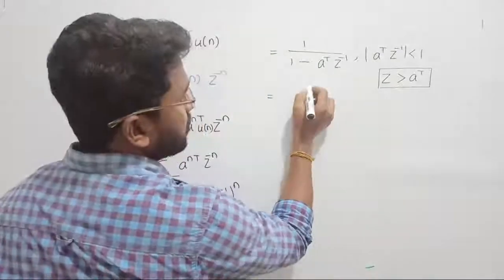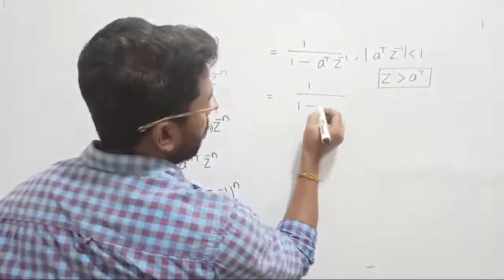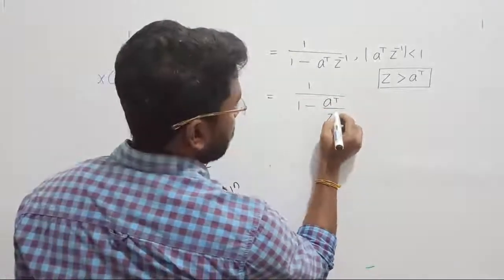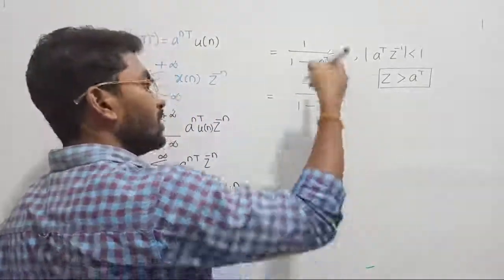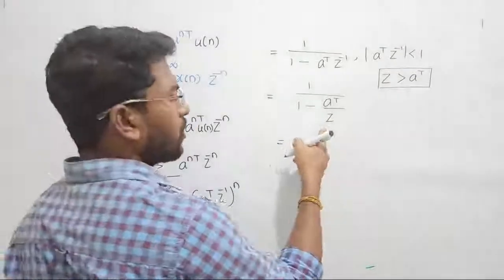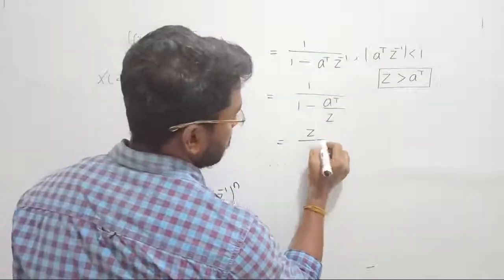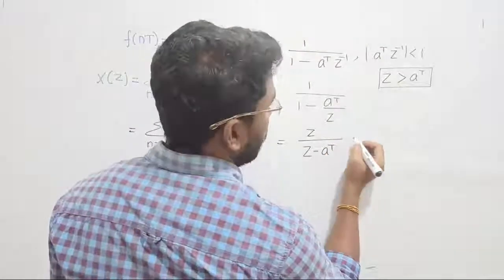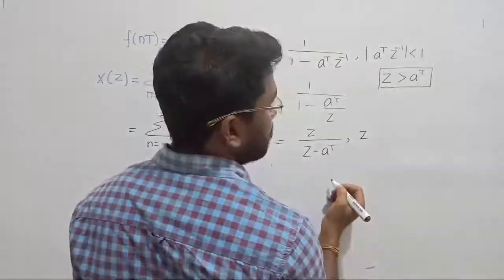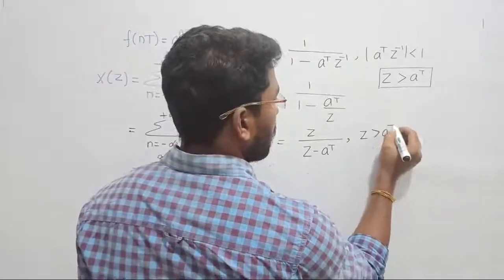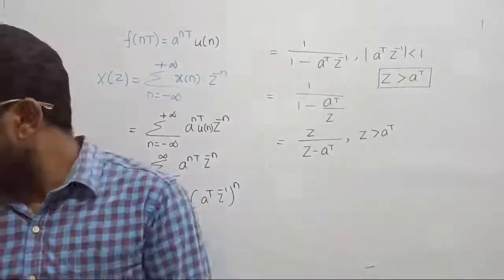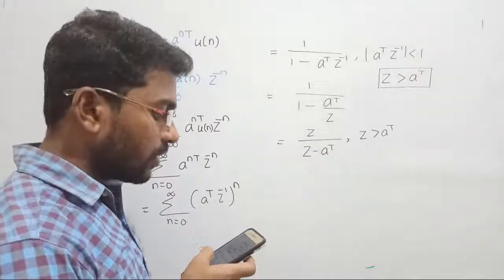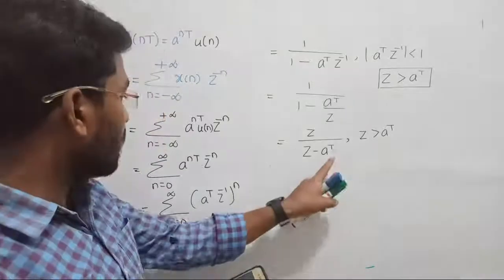As well, we can also define the answer. If I reduce this function, it can be further reduced to 1 upon 1 minus a^t, and in the denominator we are going to consider z^-1. If I take the LCM, the denominator will be positive in the numerator, such that this function can be written as z upon z minus a^t, and we can write the region of convergence: z is going to be greater than a^t. So that is the correct answer for the given function. Let us see whether we have the option or not: z upon z minus a^t. So the correct answer is option A.